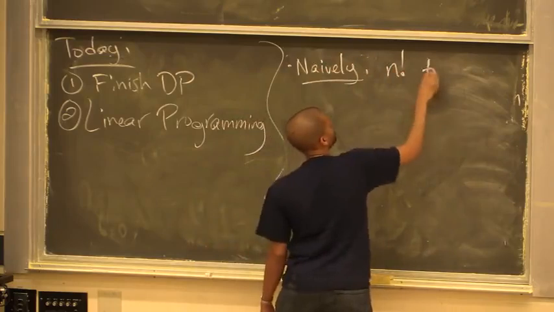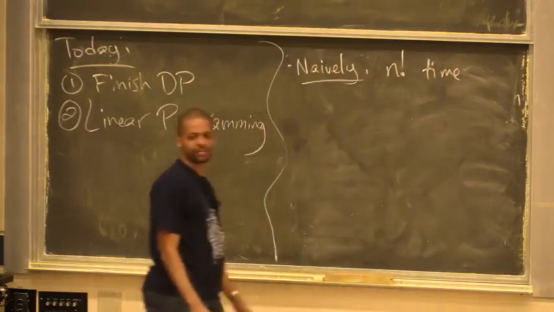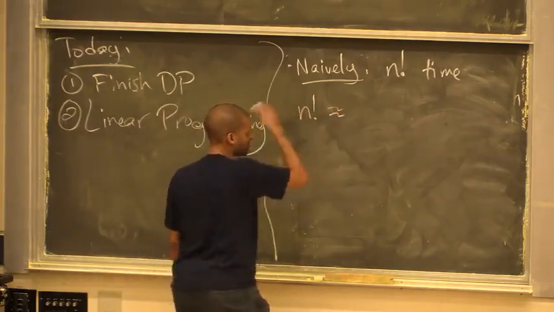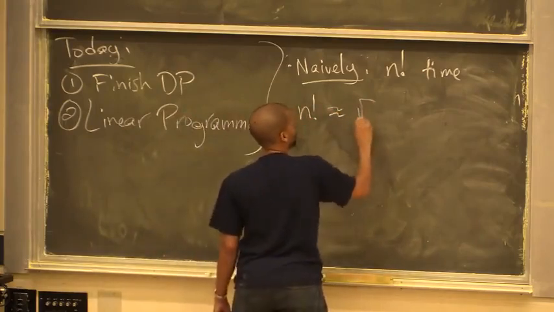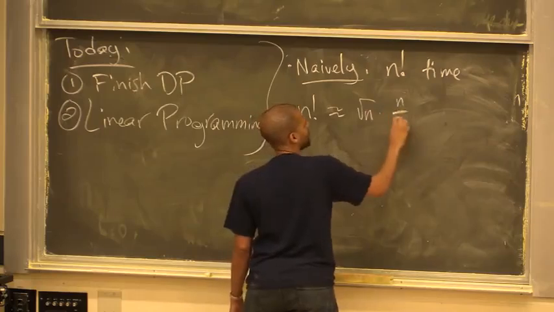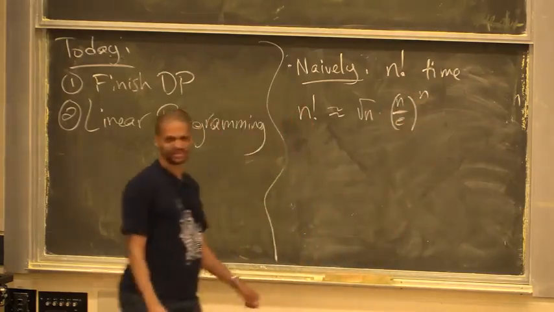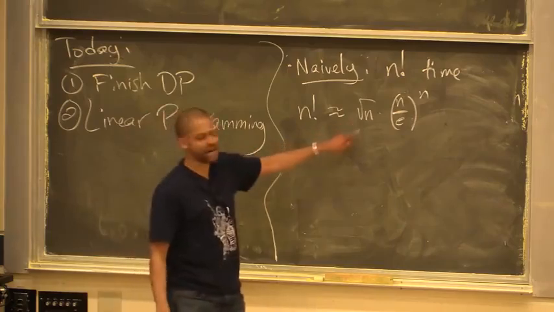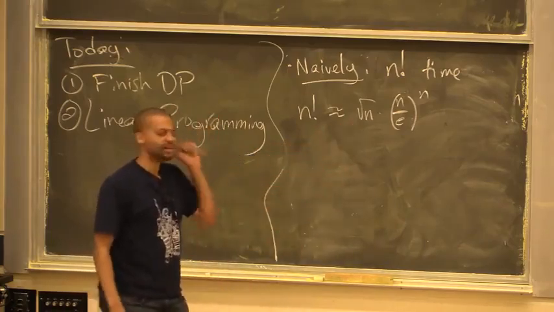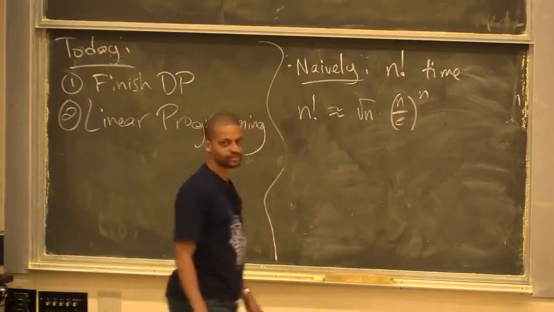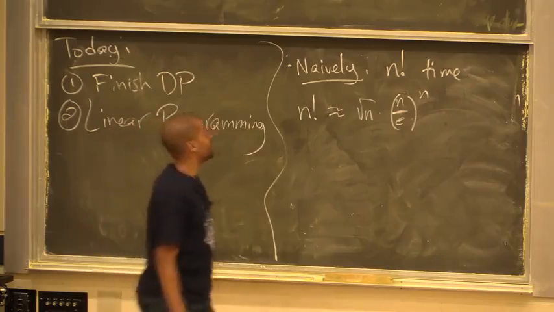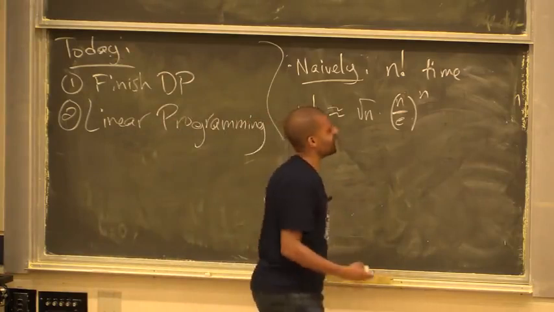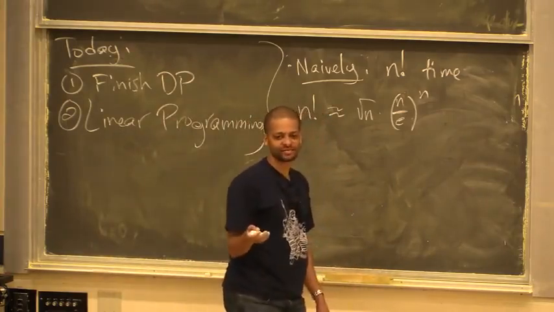And we know from previous parts of this course that n factorial is roughly, up to constants, root n times n over e to the n. This is like Stirling's approximation. There's a constant here that's like root 2 pi, but this is what it is asymptotically. I can write x as e to the log x.